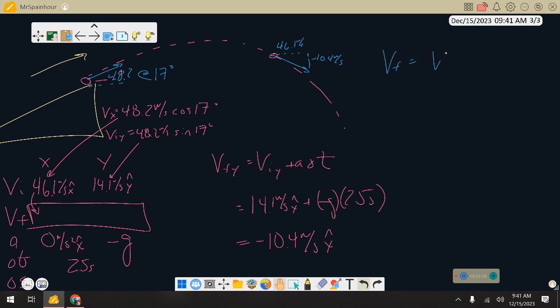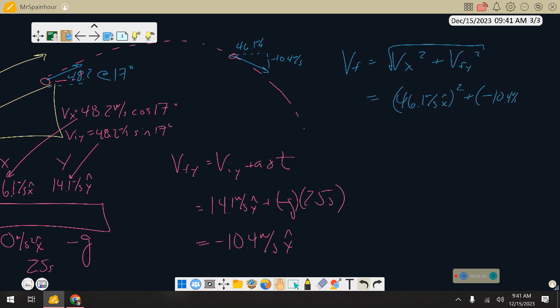Okay, so here we go. Velocity final is equal to the square root of velocity in the x squared plus velocity final in the y squared. That's just your Pythagorean theorem. Also, by the way, since it is almost back to the beginning, I would guess it's really close to 48.2, but slightly less.